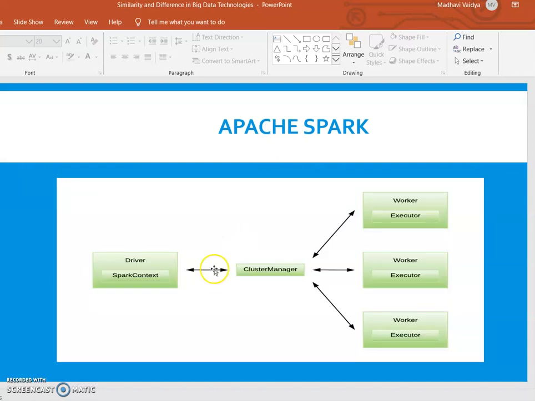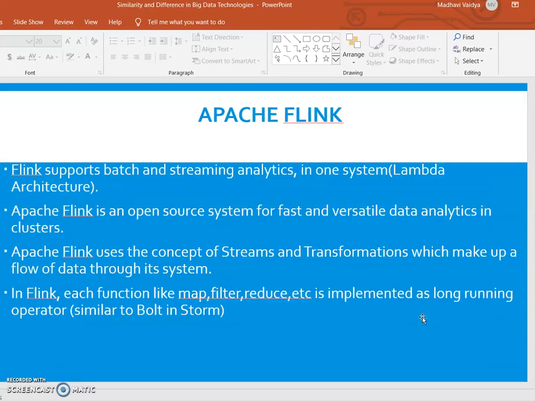So here you can see that this is the Spark context. In terms of Spark, we are talking about cluster manager, worker, and executor. So the cluster manager gives information, and from the executor to the worker, it always gives the information to the executor. That way it happens. Now we are going to talk about Apache Flink.